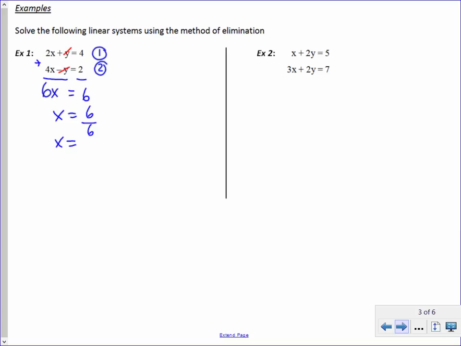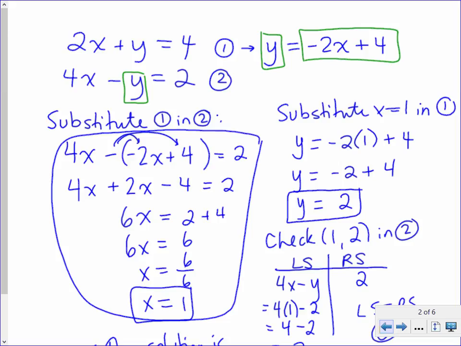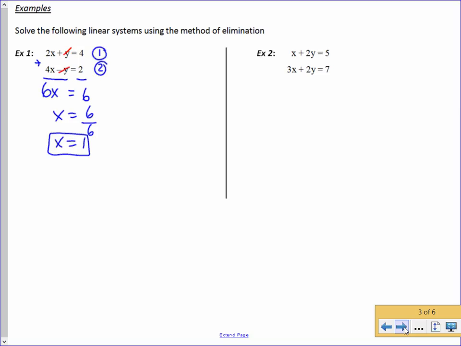You found x equals 1. Wow. Okay, and just to refresh your memory, this is how we did it. This is how many steps we needed to do to get that same answer here. Wow. So this is typically why students like elimination better. Yeah. Okay, so I found x equals 1.